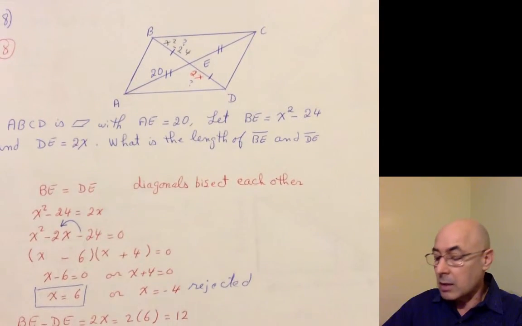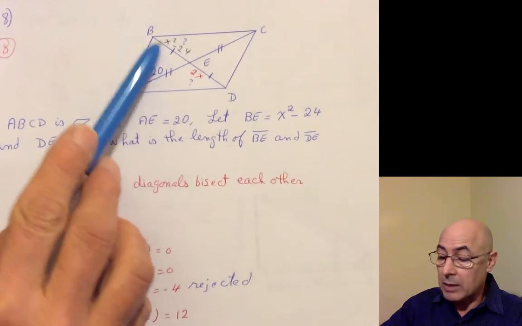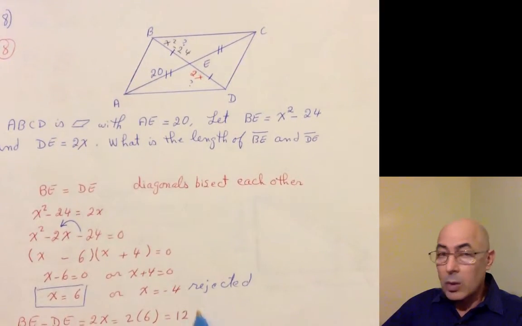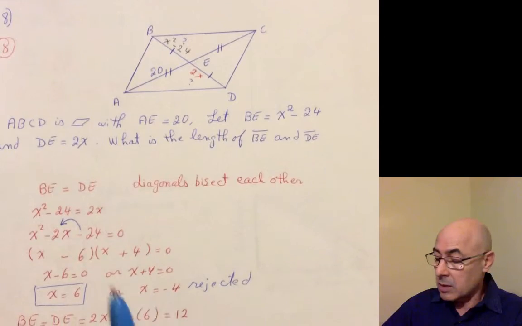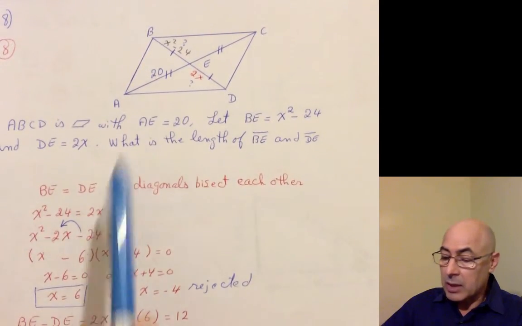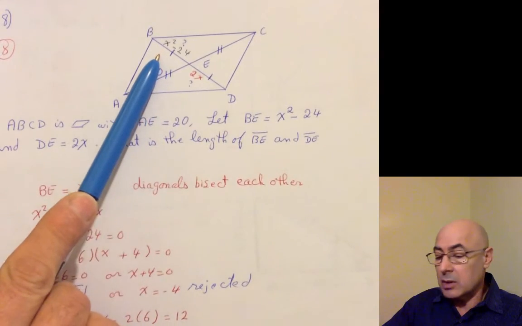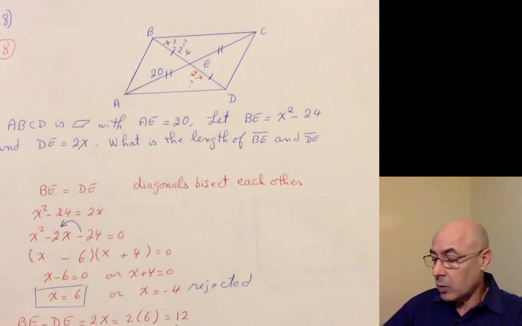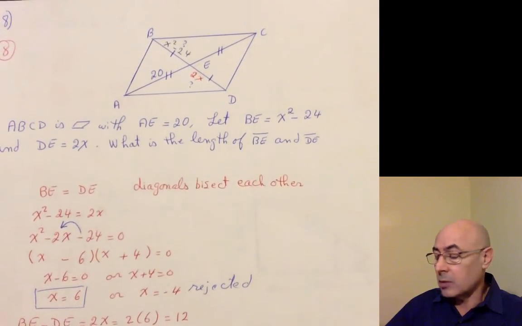If you want to check your answer, just take that 6 and plug it in here. If you also get 12, you know that we did everything right. So let's try it. x squared, I'm using 6 for the x. 6 times 6, 36. Subtract 24, we get 12. Same answers. That means that we did a good job.